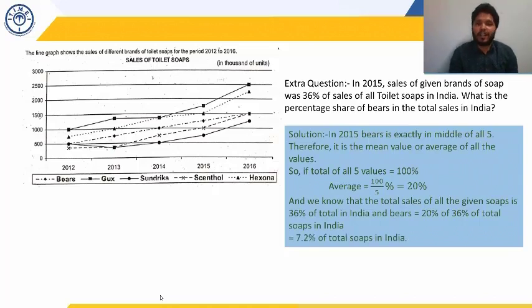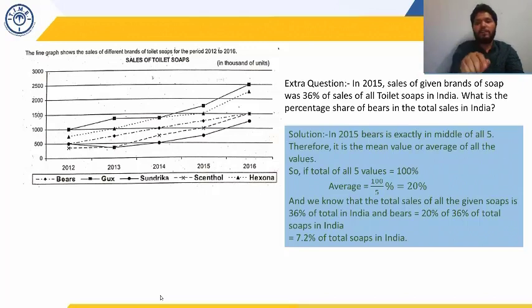So directly we can conclude the answer if it is in the middle. But in the previous question, it was not in the middle, so we had to calculate it by a different method. I hope this question is clear to everyone. Why have we done this by the average method? Because it is exactly in the middle. So the middle value is the mean value or the average value.